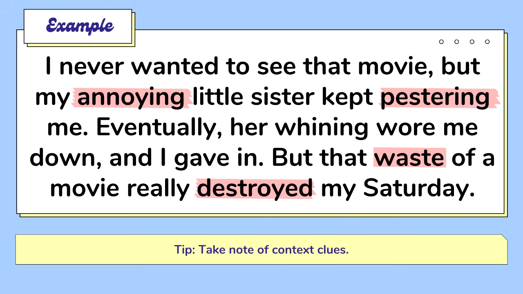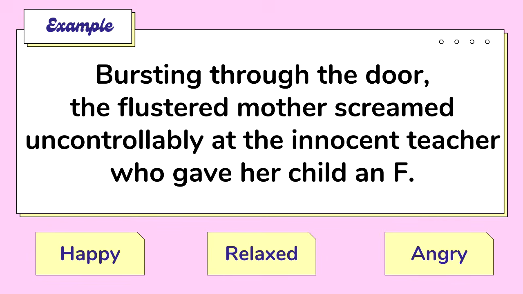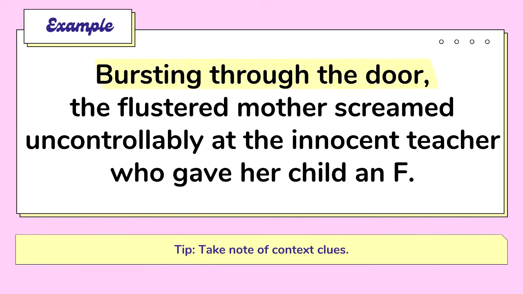Let's look at another example. Bursting through the door, the flustered mother screamed uncontrollably at the innocent teacher who gave her child an F. Is the tone happy, relaxed, or angry? Correct, it is angry. We know that because the author used the phrase bursting through the door. Other words that helped us determine the tone are screamed and uncontrollably.